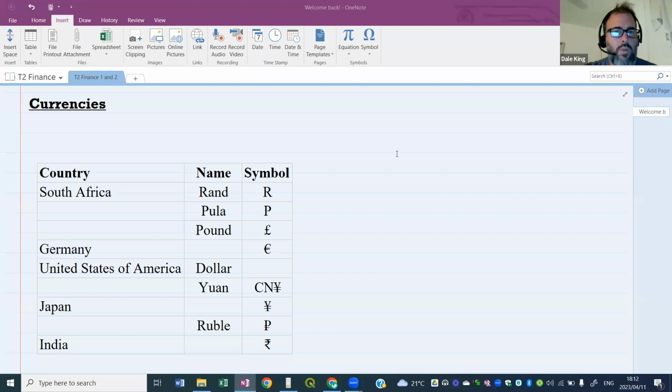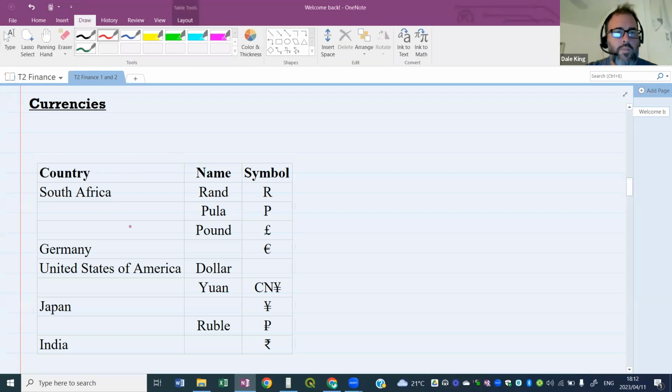So I've got a table here, and I need you to help me fill this table in just to familiarize ourselves with some of the important currencies. There are lots of them. Obviously, every country has their own, but we're going to look at some that are important to us. The first one, South African Rand, I did myself because it's easy. Now the second row: the name of the currency is the pula. The symbol is P. Which country has that currency, please?